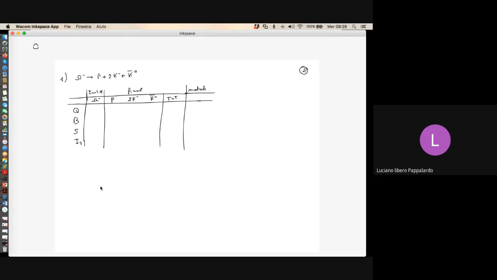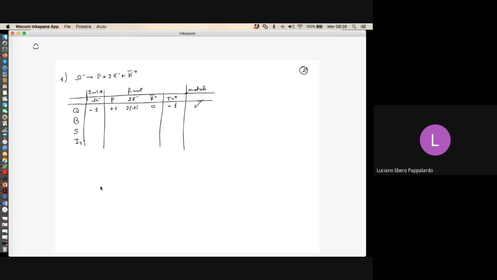Okay, so let's start with electric charge. Electric charge of the omega minus is clearly -1. What about the final state? We have a +1 for the proton, twice -1 for the kaon, and 0 for the K0. So the overall total electric charge of the final state is -1. This corresponds to the initial state, so we have a match here. Electric charge is conserved.